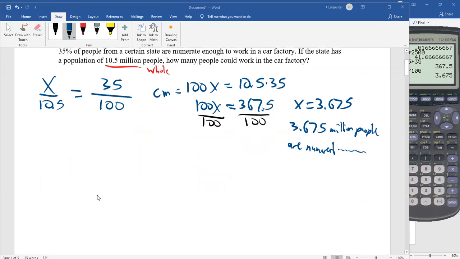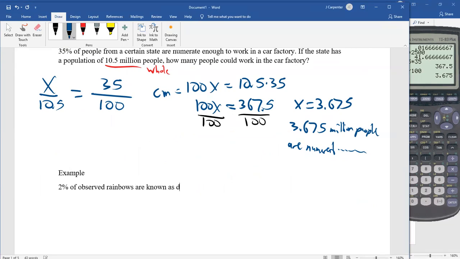Okay, so I want you to try this one. 2% of observed rainbows are known as double rainbows. What does it mean? Sorry, I had to.